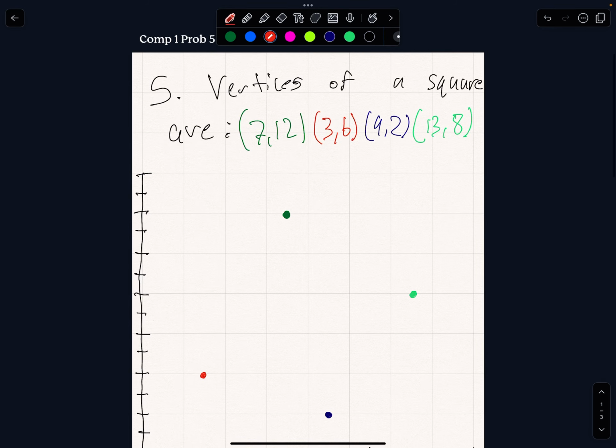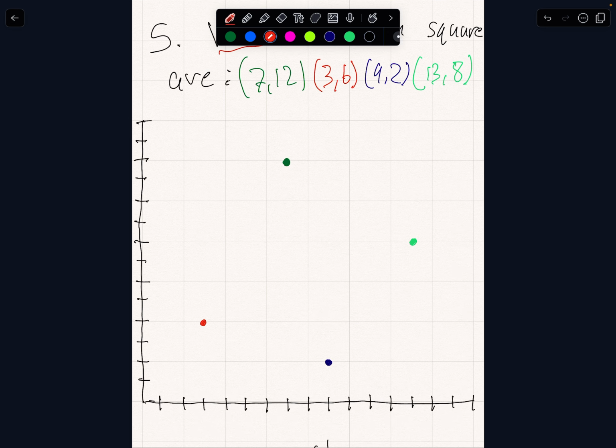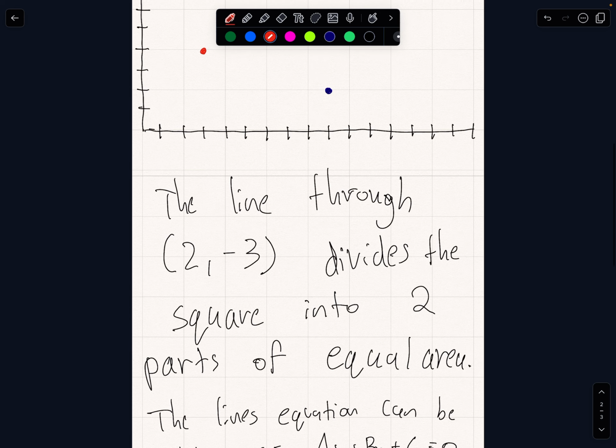Okay guys, welcome to problem 5 of the first competition. We are given the vertices of a square, and I've already drawn them in, and they're color-coded. It's drawn not to scale, but approximately, which is why it looks a little funky and not like a square, but let's move past that.